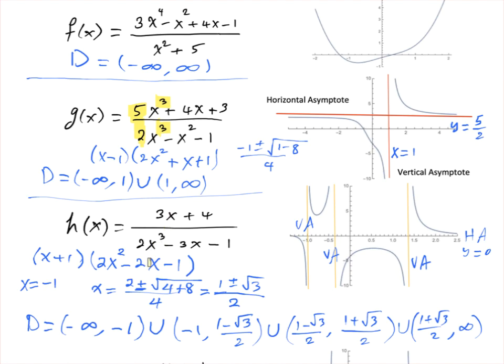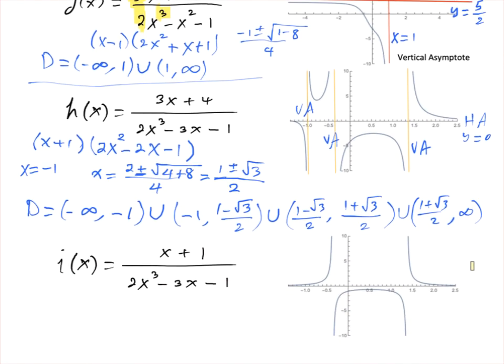For this case, when the numerator is just x and the denominator is x cubed, you can tell the denominator gets a lot bigger faster than x, and that's why 0 was the horizontal asymptote.